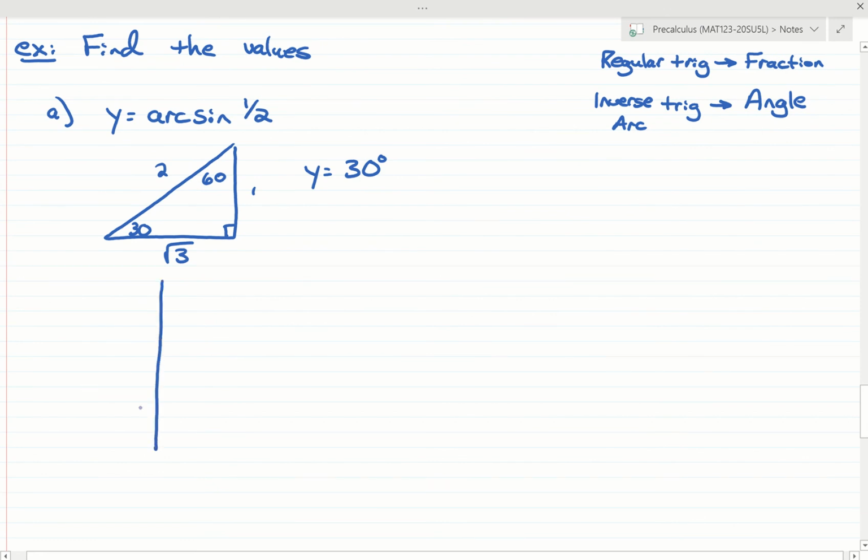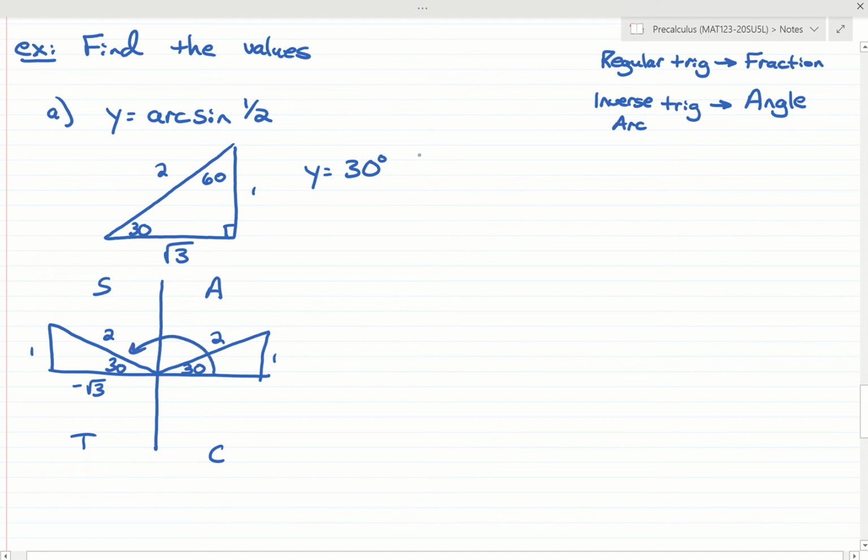Now there is another answer. Remember, if all students take calculus, if I draw 30 degrees right here, the sine value would be positive 1/2. Where else would sine give us a positive 1/2? Well, right here, right? Cosine would be negative, but sine is positive. This angle is 150. It's 180 minus the reference angle. But because I said arc here, I only want an answer between negative 90 degrees and positive 90 degrees. So the only answer that would work is 30 degrees.